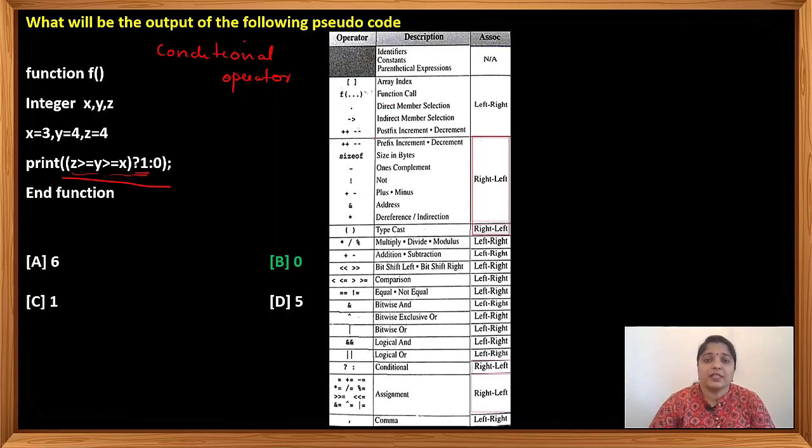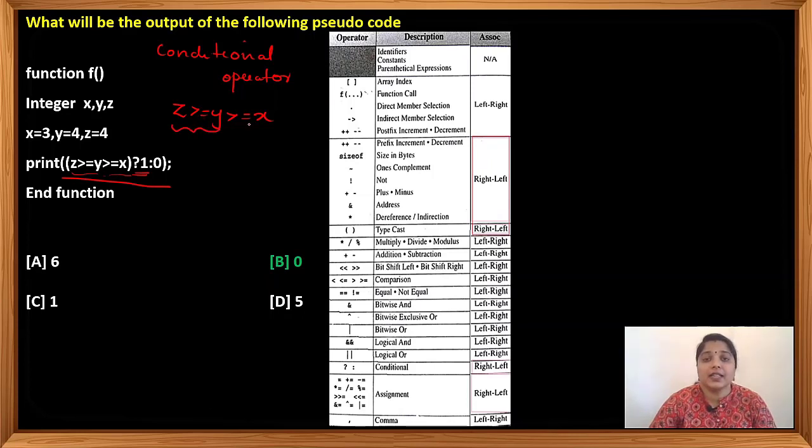So I have attached the precedence table just to make sure of the precedence and associativity in this code. Here it is given z greater than or equal to y greater than or equal to x. We have to evaluate the value of this expression.